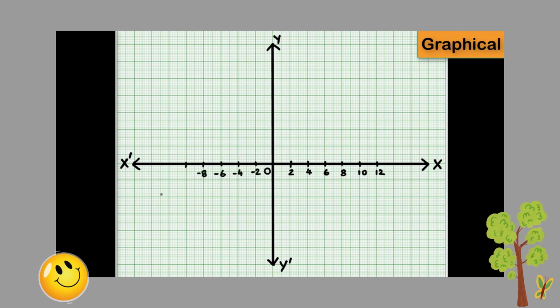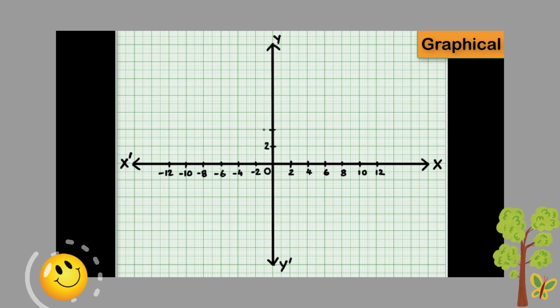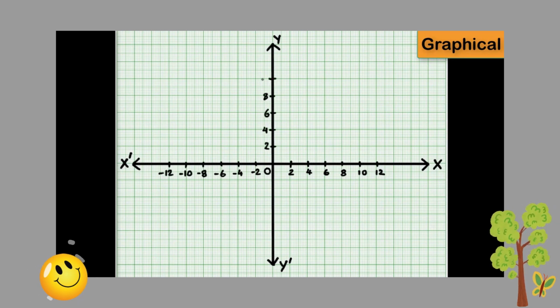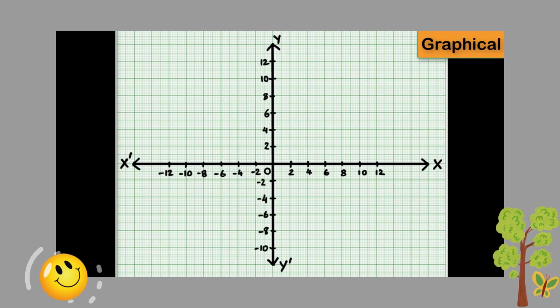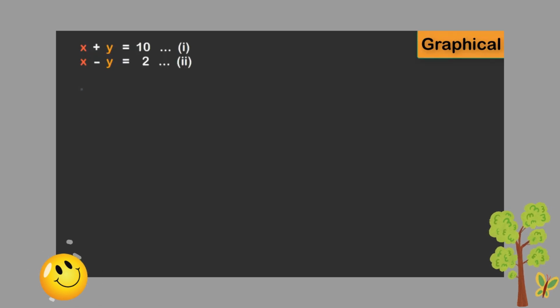Since the space is less, I am just marking the even numbers, 2, 4, 6 and so on. Obviously 1 is between 0 and 2, 3 is between 1 and 4 and so on. Now let's go back to our two equations. Let's start with the first equation.